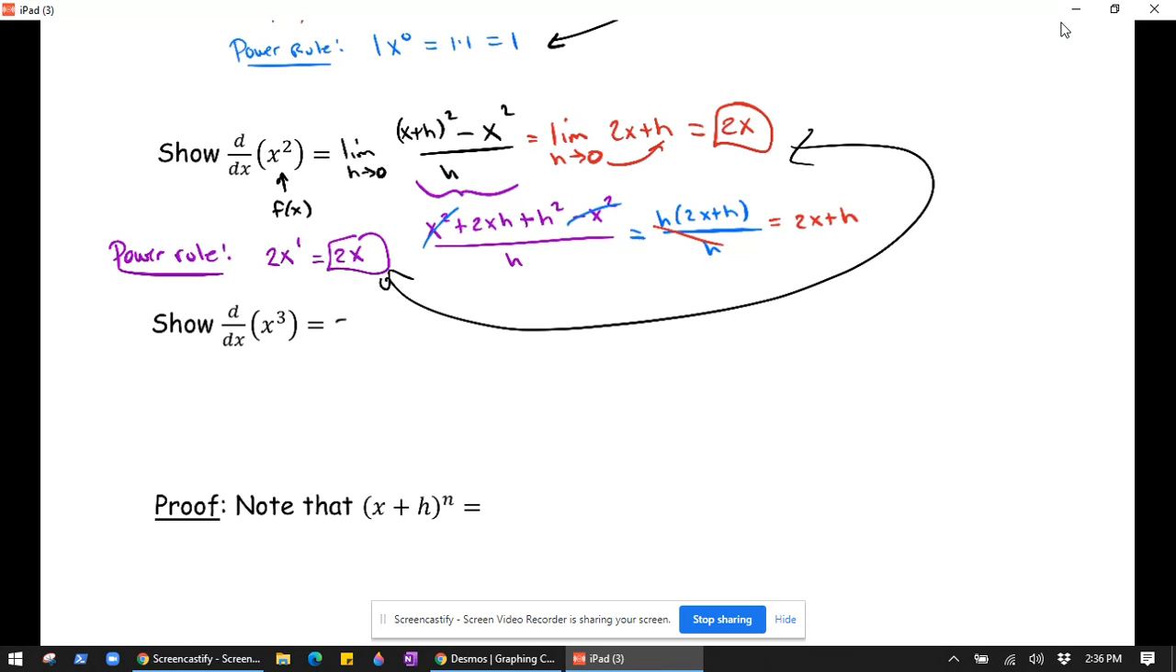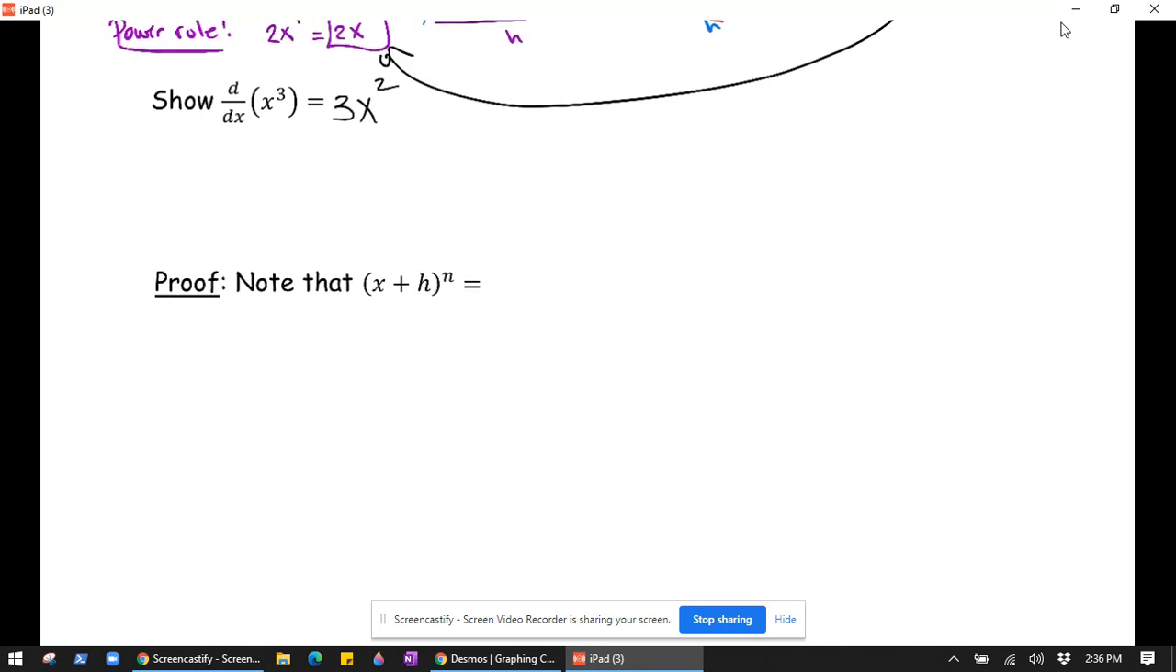So we take the 3 here, we put it in front, we diminish the power, we get 3x squared. So it's easy to apply, and it's a lot less work. So let me just finish, for those who are interested, what the proof would look like. The proof is going to involve this (x + h)^n power.